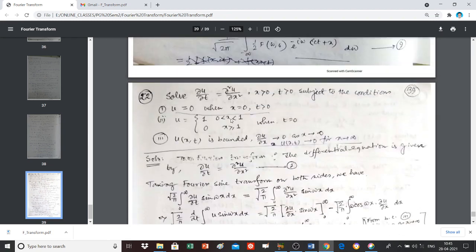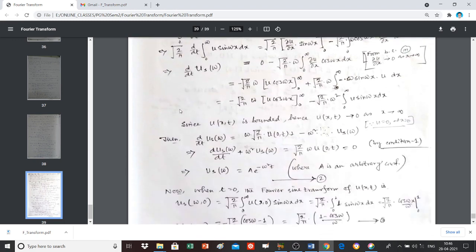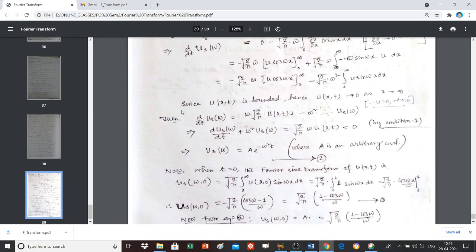Now go to condition number 1. What was condition number 1? When x is equal to 0, u is equal to 0, t may have any value. So in our present stage, in this case x is 0, so the value of u(0,t) is equal to 0 according to boundary condition number 1. So this gives d u_s(omega)/dt plus omega square u_s(omega) is equal to 0.